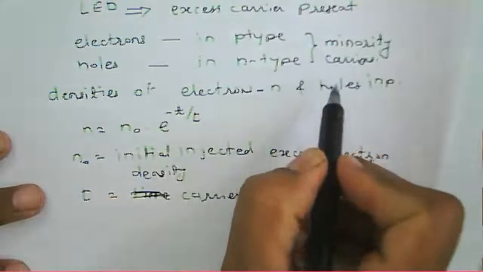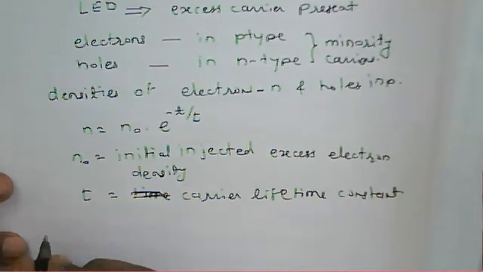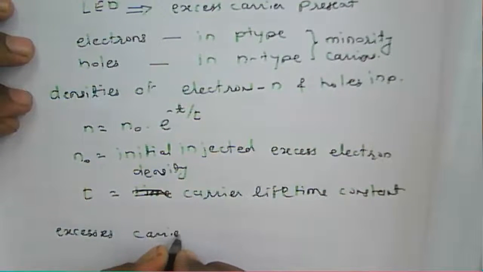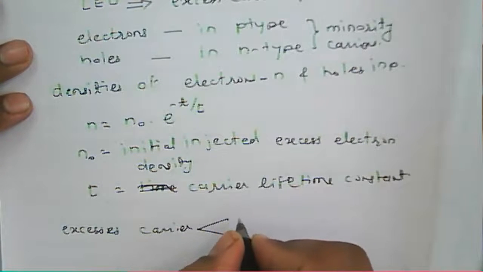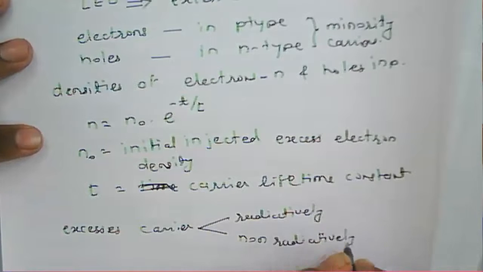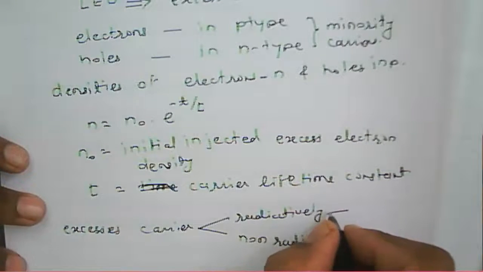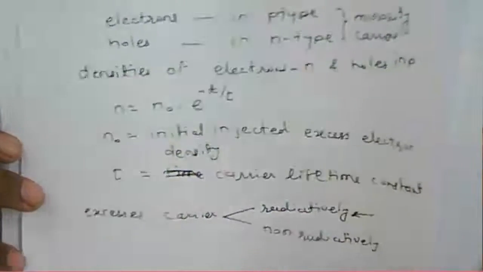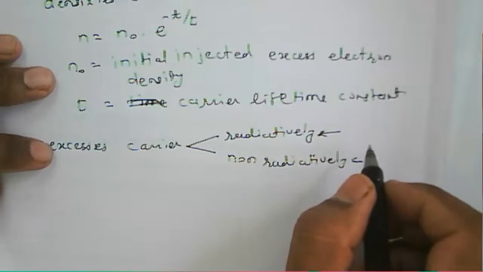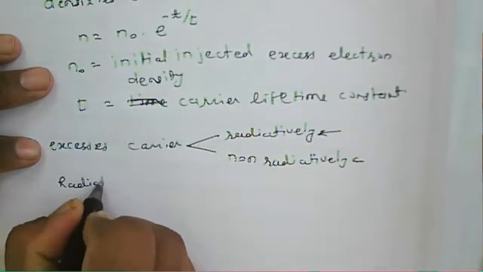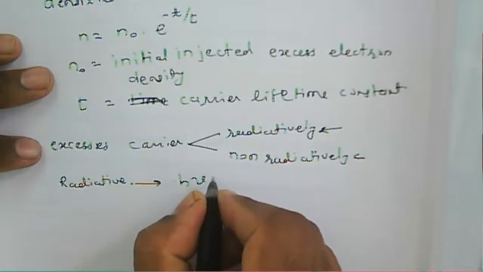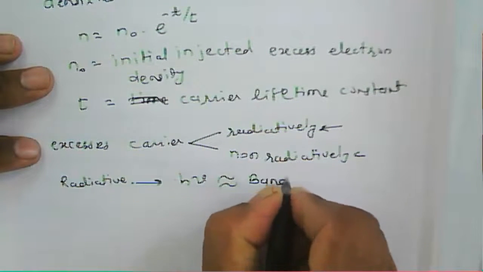Now all those excess carriers can recombine either radiatively or non-radiatively. When the excess carriers recombine radiatively, it is called radiative recombination, and when they recombine non-radiatively, it is called non-radiative recombination. In the case of radiative recombination, the photon of energy hν is approximately equal to the band gap energy.